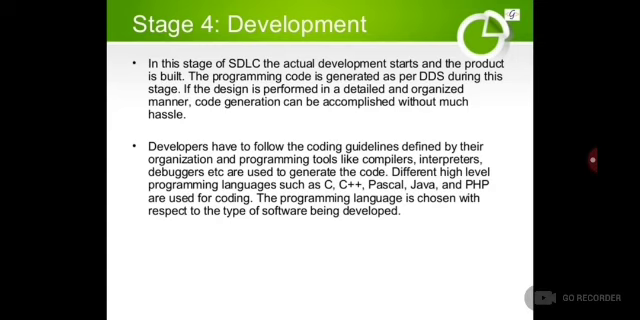Developers have to follow the coding guidelines defined by their organization, and programming tools like compilers, interpreters, debuggers, etc. are used to generate the code. Different high level programming languages such as C, C++, Java, and PHP are used for coding.